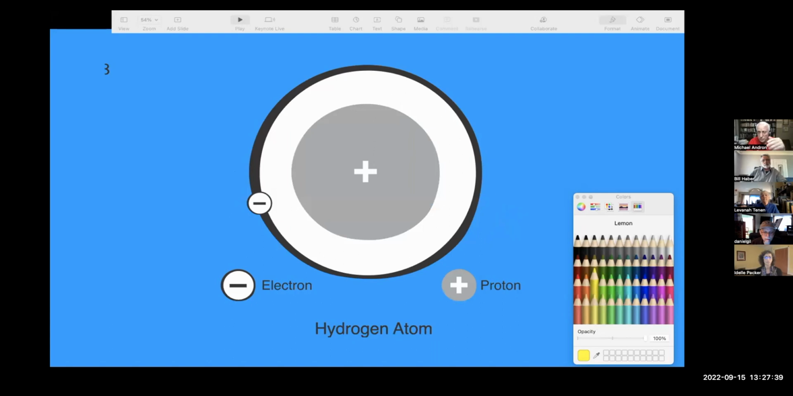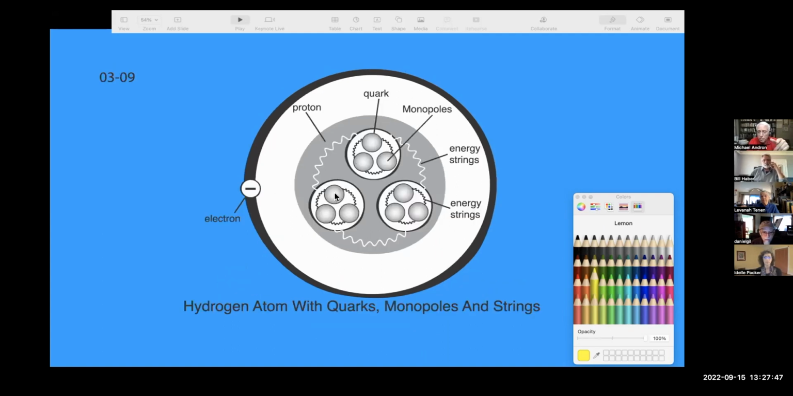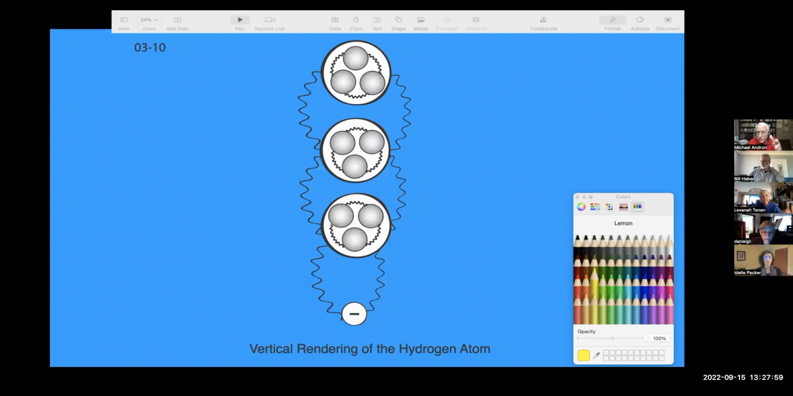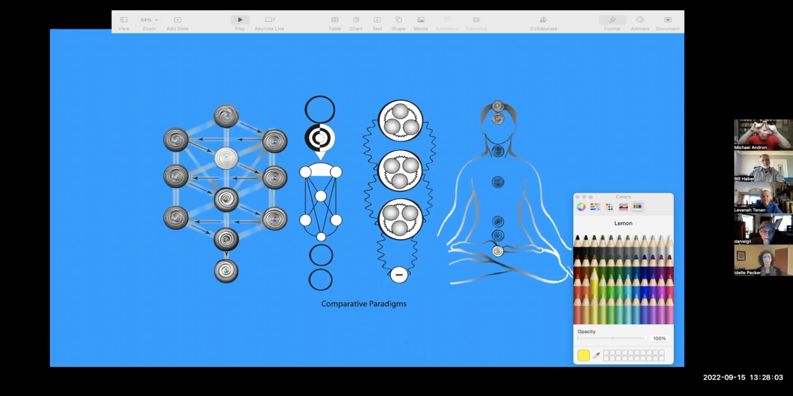It was the researcher that I worked with, who he and Stan knew each other. When you look at a hydrogen atom and you look inside the proton, you have three sets of three quarks, inside of which there are three monopoles. This is string theory. And when you put them in a line, what have you got? You got the same picture. You have the same three, and three, manifesting in every wisdom culture in the world.